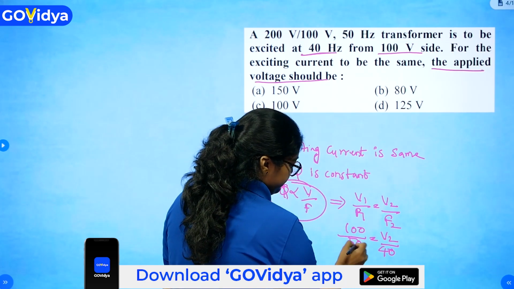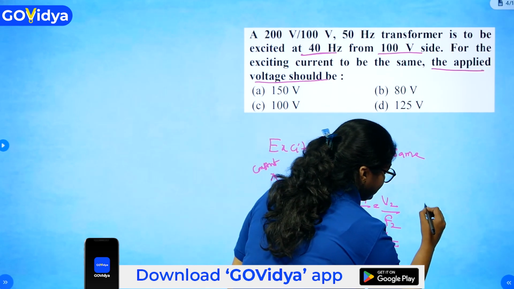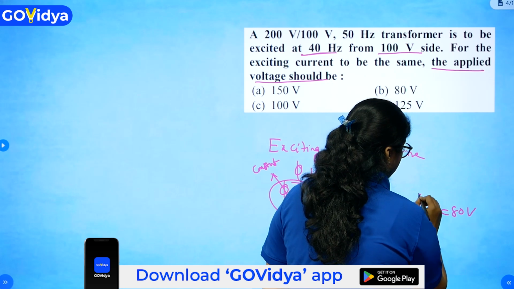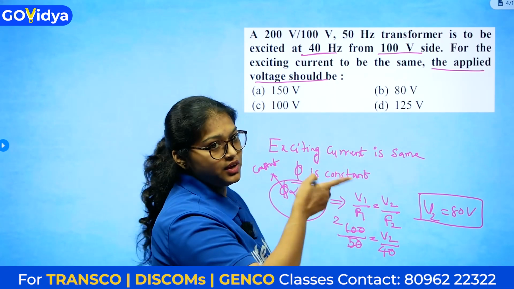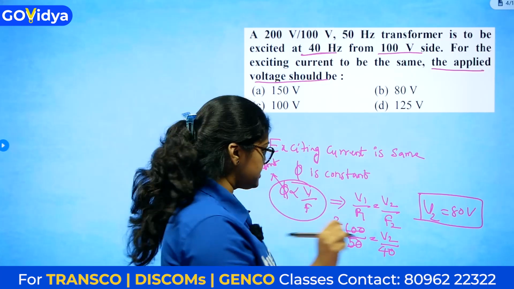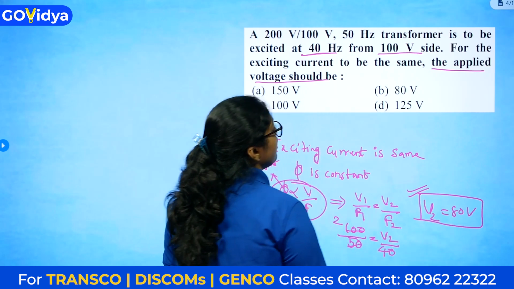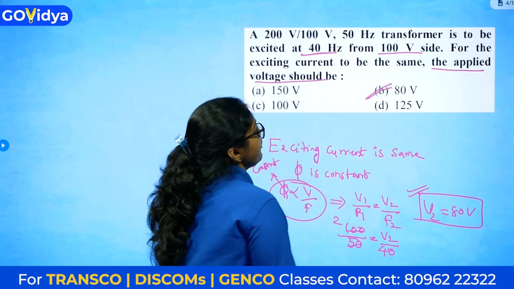So 50 times 2... 40 into 2 is 80. So we will get V2 is equal to 80 volts. In the question they have said that the exciting current is to be the same. If the exciting current is the same, definitely the flux will be constant. From there we have calculated the applied voltage and we got 80 volts. So option B matches with the question.